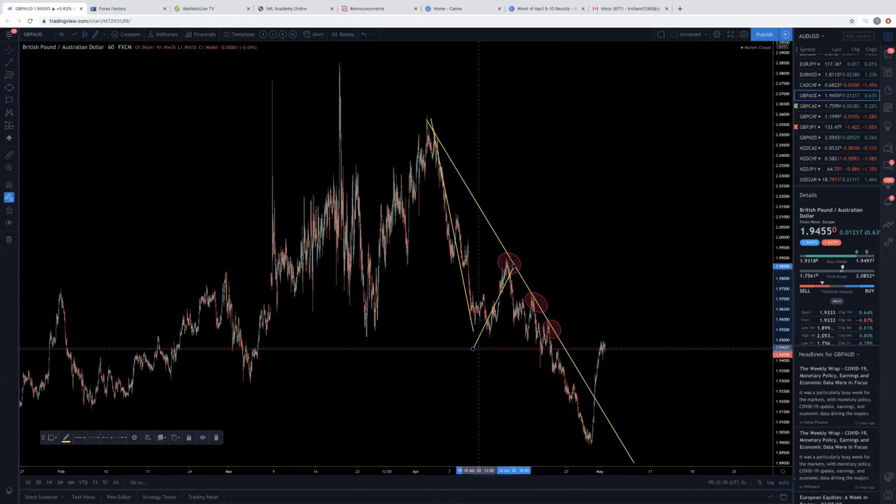So this is a flag. This is a pullback. A pullback goes in the opposite direction of your overall move, your overall impulse. So this impulse is going down. This flag is pulling back, so it's going up, right? This is what created the trend. One touch, two touches, I now have a trend. My third touch confirms it. Does that make sense?